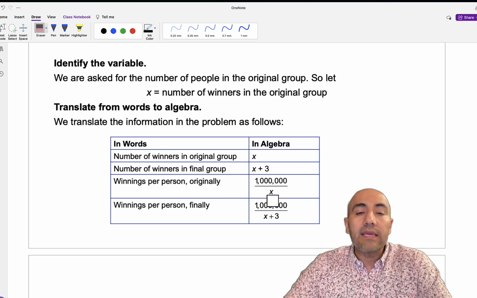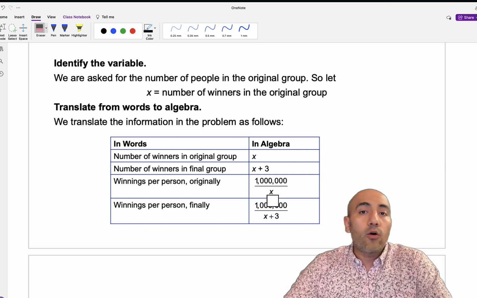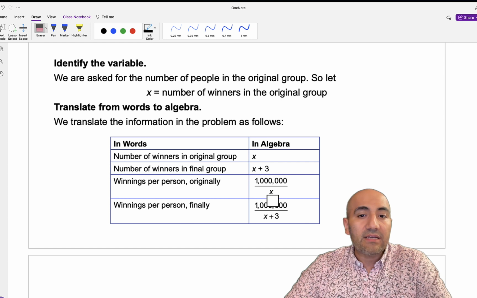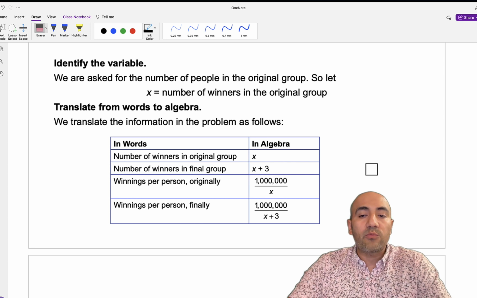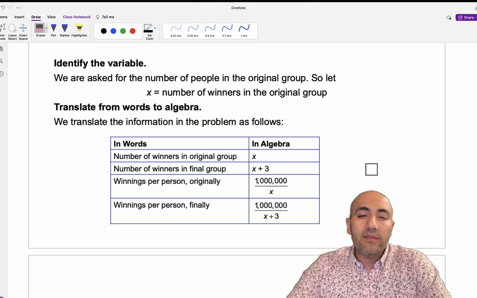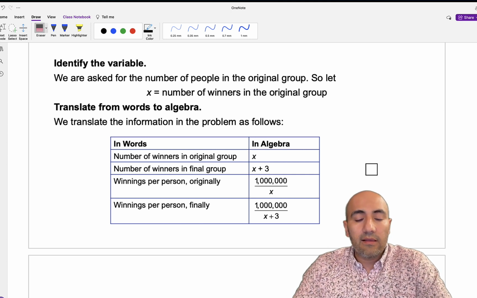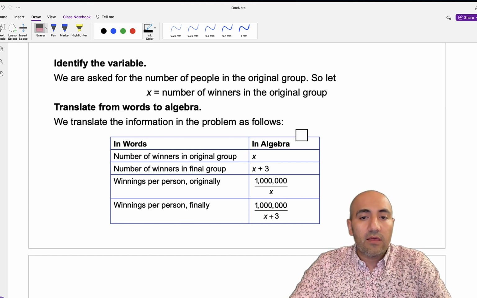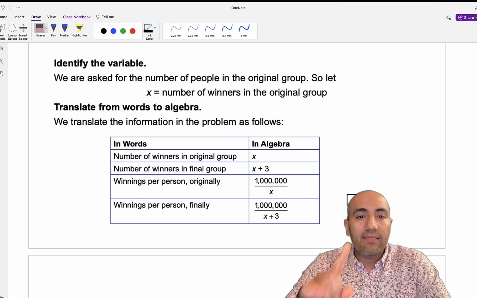So x plus 3 is the number of people in the final winning group, the number of people that win it. Okay, originally the $1 million was to be divided amongst the original group, the x. That's what gives you how much they were going to originally win. But then once we identified 3 additional winners, the $1 million is divided amongst the x plus 3, right? So this is the winnings per person. The final winnings per person is going to be 1 million divided by x plus 3. Okay, so now that we've organized all our information into these equations, also keep in mind the 75,000.